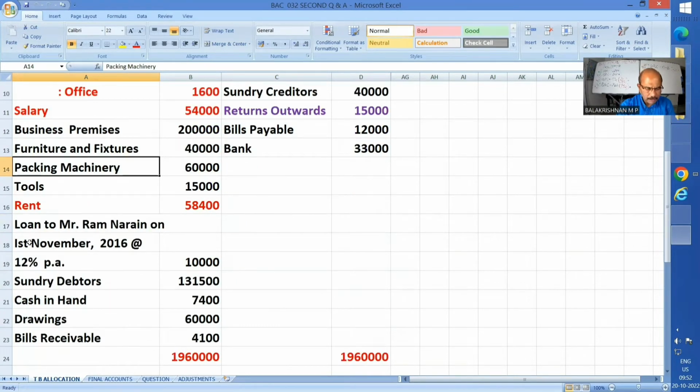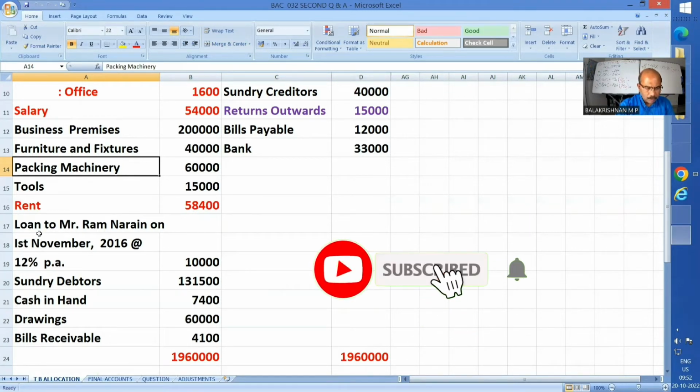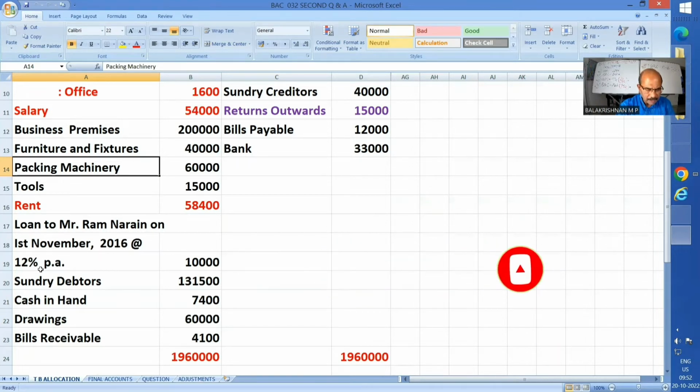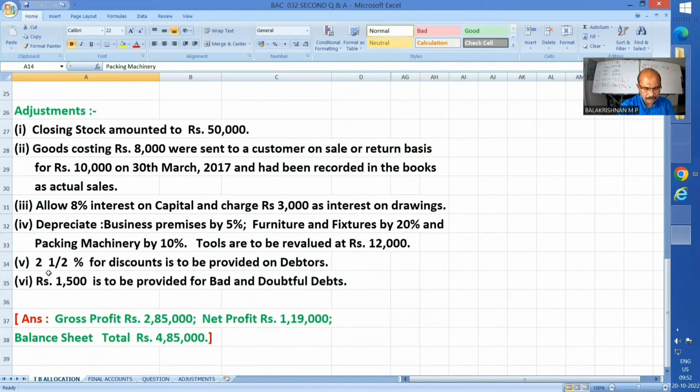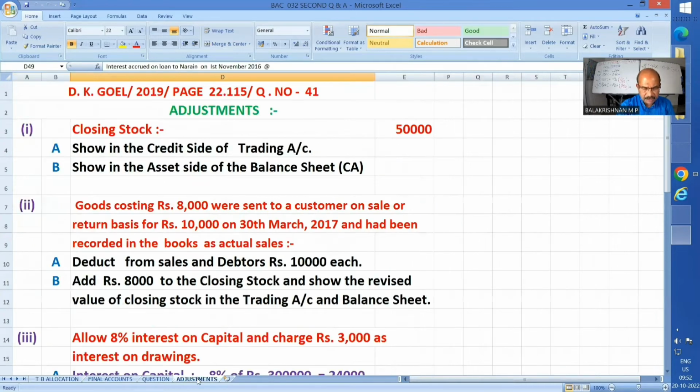Here, a calculation is there. Practically, it's an adjustment only. We'll be taking it up. Loan to Mr. Ram Narayan on 1st November 2016 at a rate of 12% per annum. Indirectly, they're insinuating that please take care of the interest part. Okay, we'll deal with it. Now, the middle thing, adjustments, closing stock. I don't want to repeat it. You are a master by this time.